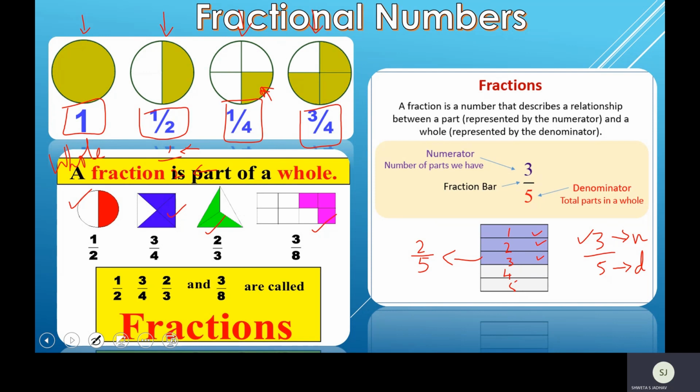If we take the unshaded part, we can represent it in the same way. For example, for this figure it is 3 by 8 for the shaded part. Now if I consider the unshaded part, I can write out of 8 parts, the unshaded are 1, 2, 3, 4, 5. 5 are unshaded. This is how we write when we consider unshaded parts. So these are called fractions. A fraction is a number which describes the relationship between a part and a whole, where we represent the part as the numerator and the whole as the denominator.